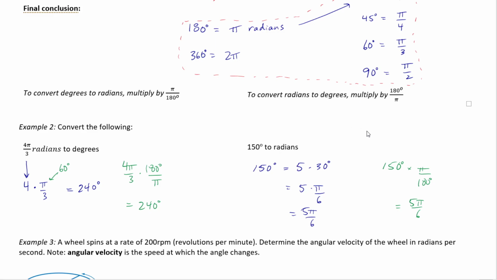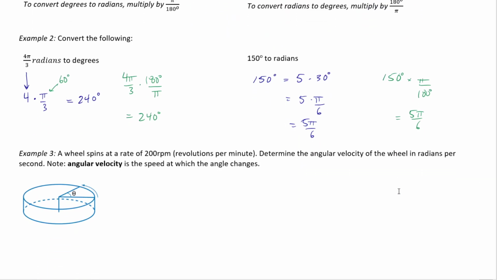Okay, so ideally, and you see here that we don't report this as a decimal. We are using exact values here, okay? A wheel spins at a rate of 200 revolutions per minute. Determine the angular velocity of the wheel in radians per second, and note that angular velocity is the speed at which the angle changes. So we're looking at how many radians, or the change in radians, per second.